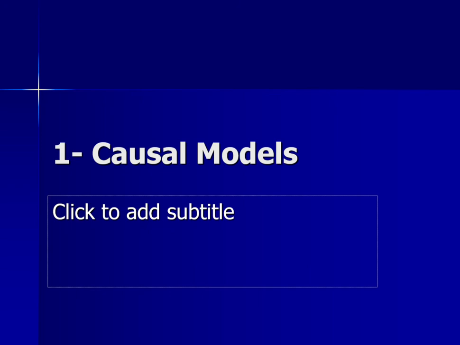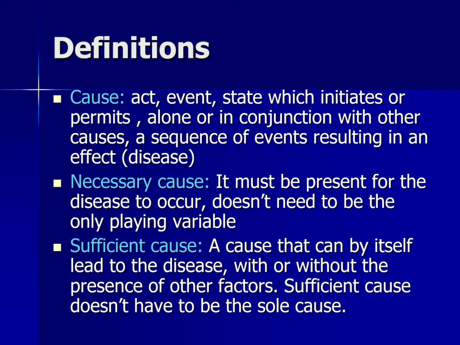So first off, we're going to start with a definition. What is a cause? What is a necessary cause? And what is a sufficient cause? By definition, a cause is an event, an act, a state which initiates or permits, alone or in conjunction with other causes, a sequence of events resulting in an effect, in a disease. Okay, so a cause is an act, an event, a state, or something that is going to lead to a certain outcome. As a general definition.